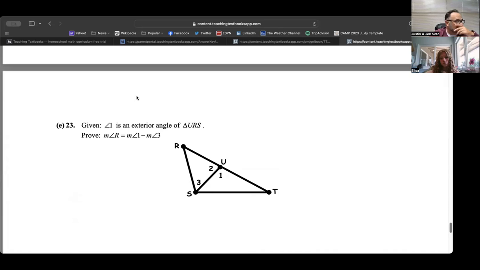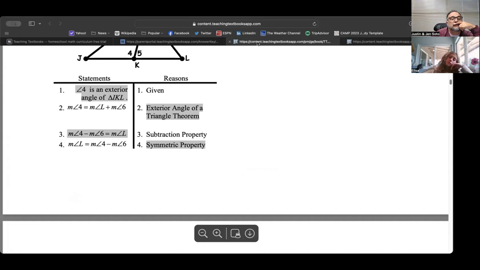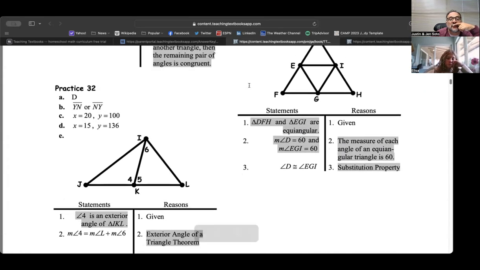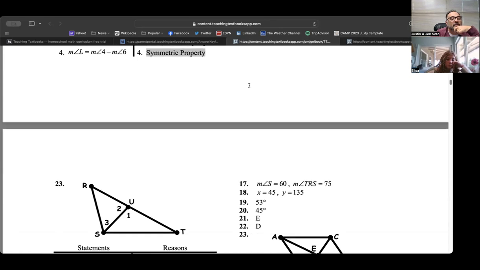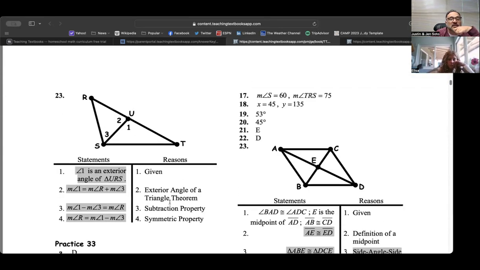Let's see if we want to tackle this one. Given angle 1 is an exterior angle of URS. Okay? This is also going to be a three-step. It's going to be very easy. Angle R is equal to 1 minus 3. Let me make sure that's correct. Let me see. It's a four-step, actually. Oh, hold on. It's 23. It's a four-step. It's right here.